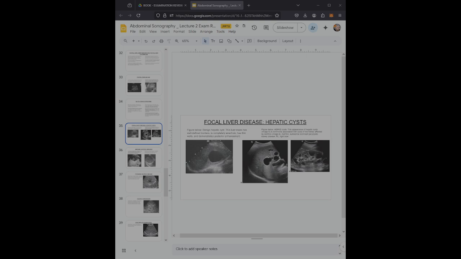Complex hepatic cysts are often due to hemorrhage and may have internal echoes, thick walls, or calcification or some solid components. When pain occurs because of hepatic cysts, it may be due to hemorrhage, infection, or secondary to mass effect. Hepatic cysts may also be noted in patients with von Hippel-Lindau disease, and these may be solitary or idiopathic.